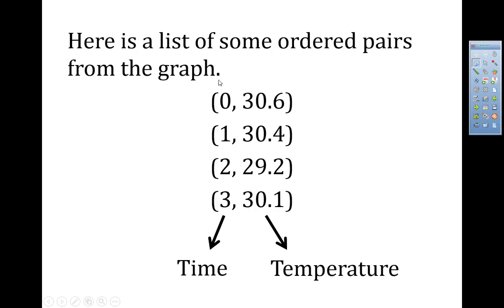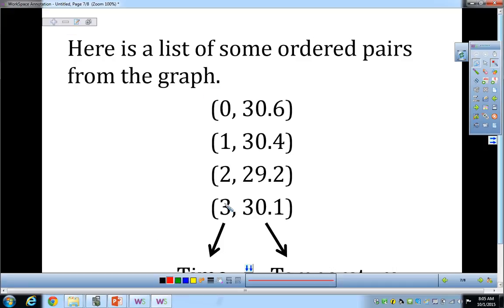So with ordered pairs, here's a list of some ordered pairs from that graph, okay? This is the x value from the graph of this is a temperature thing, okay? These are the x values. These are the y values, okay?